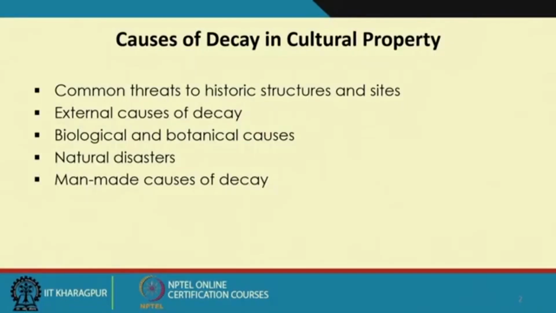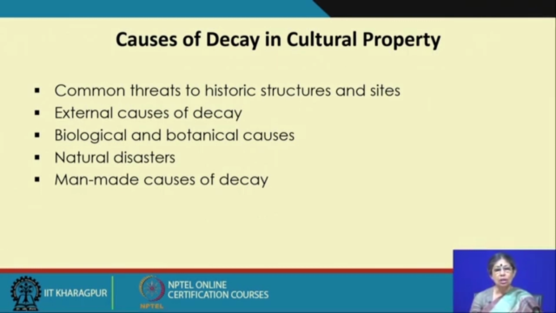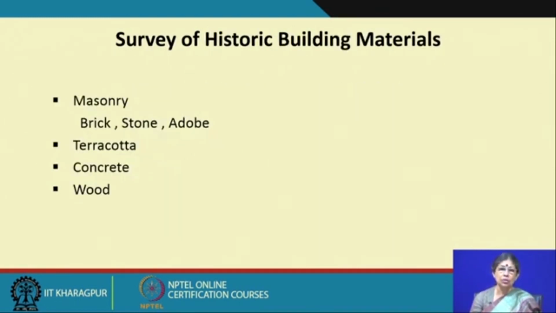So, when we talk about conservation, we have to know, when we are talking about any historic structure, what really causes the decay of the structure and what the common threats are. We talked about the various aspects: the man-made, biological causes and the natural factors. That also depends on the different types of materials, because depending on what type of material and what construction technique, the factors have a different impact or effect on the structure. So, we will take some examples.